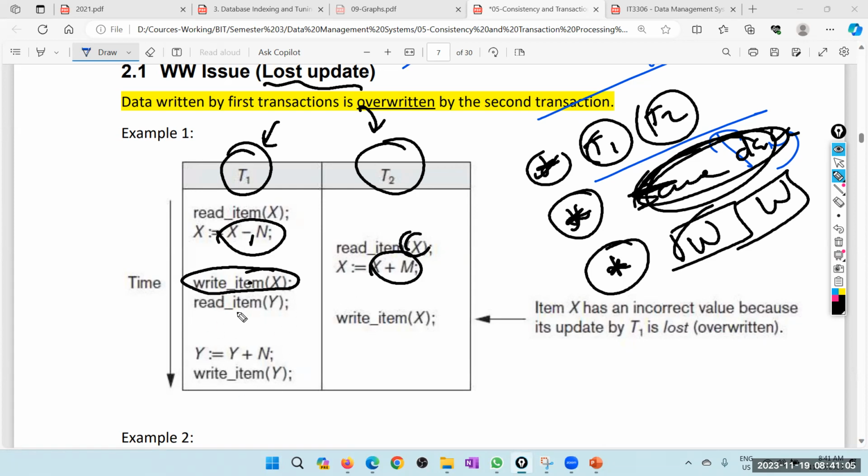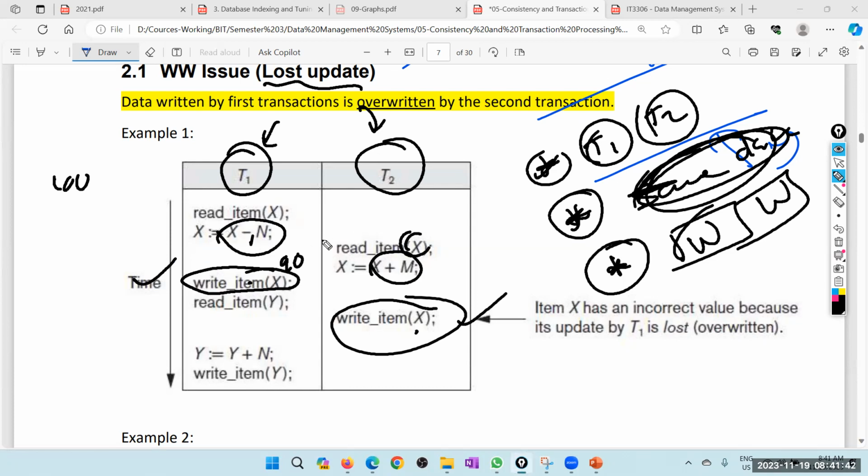Because remember, a transaction is a set of activities. It has moved to the second part, the second task of the transaction. While transaction 1 is doing its task, it has already written the X value. Now transaction 2 writes the X value, because it had already made its changes and only now writes. Assume that the original X value was 100. This one subtracts 10, and now it has written 90.